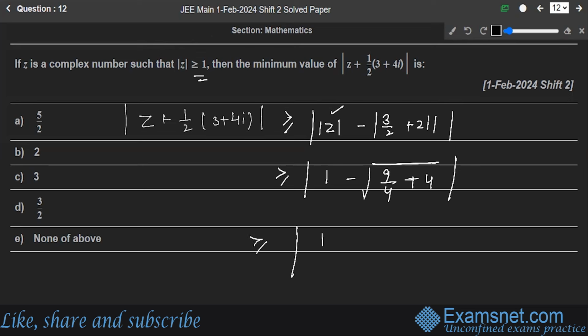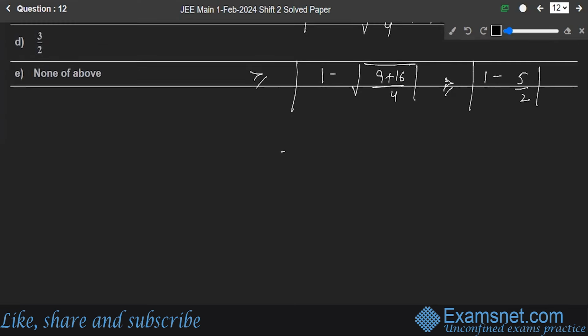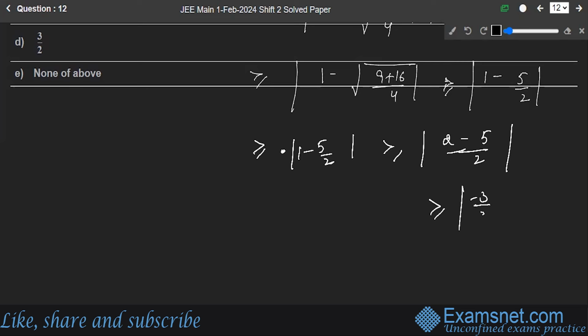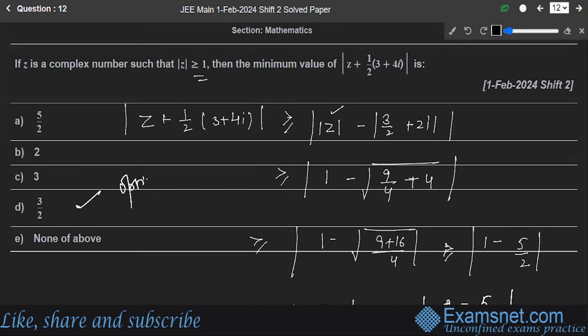Now, this is greater than or equal to 1 minus root of 9 plus 16 upon 4. Or this is greater than or equal to 1 minus, this will be 25 by 4, or this will be equal to 5 by 2. 1 minus 5 by 2, this will give me, you have, this is greater than, wait. Okay, here you have, this is greater than or equal to 1 minus 5 by 2. Now this is 2 minus this, this is equal to this, or this will give me magnitude of this, or this is greater than or equal to 3 by 2. So that means which is the correct option? Option C is the right one. Hope you are clear with this. Let's move to the next question.